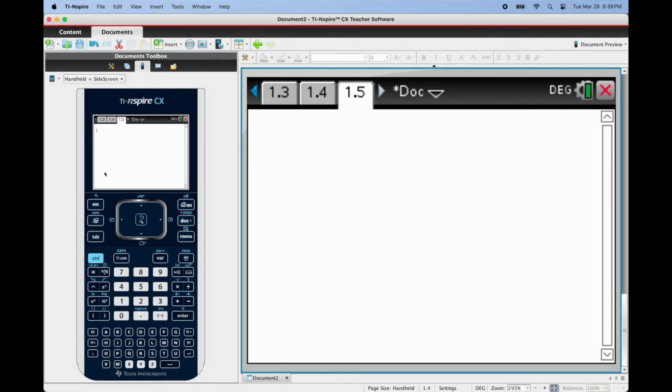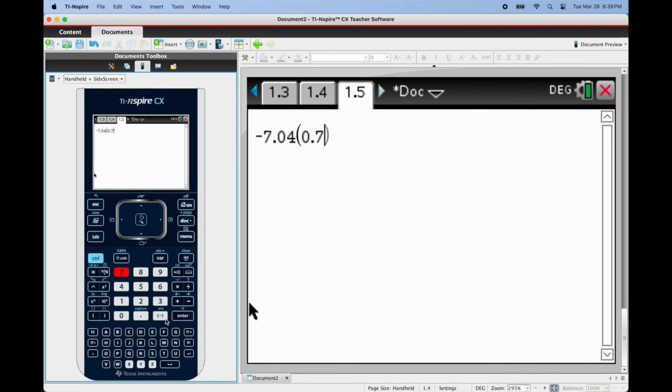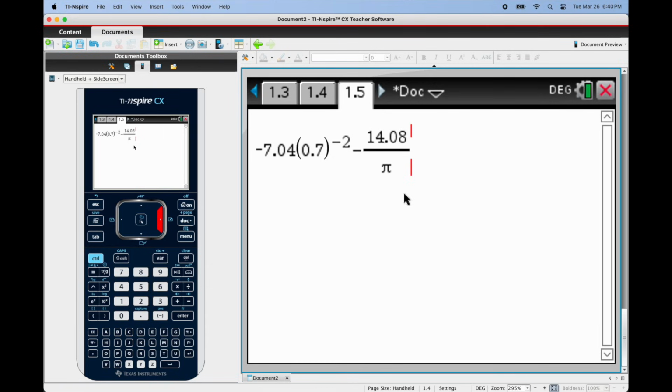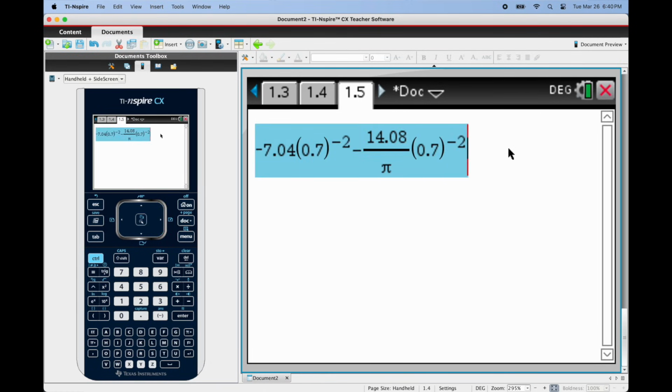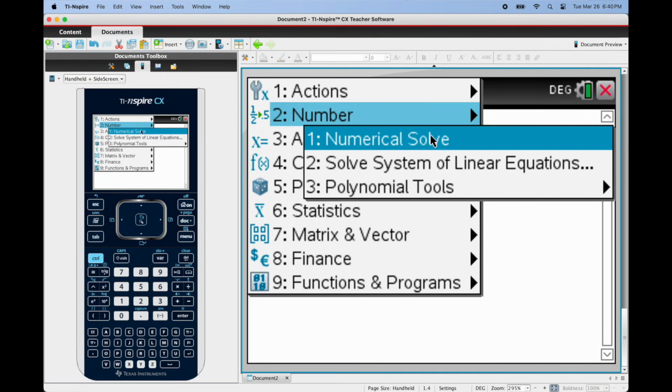This would definitely be one of those questions that you probably want to look over just to make sure that all of your numbers are correct. Negative 7.04 times 0.7, and we will raise the 0.7 to the power of negative 2. Brackets, in this case, don't actually matter. This is how I had written it. Essentially, you just want the negative 2 applied to the 0.7. It doesn't matter in this case. Minus 14.08, set a fraction, 14.08 over pi. And then again, this is 0.7 raised to the power of negative 2 plus, I just realized I forgot to numerically solve this. There we are.